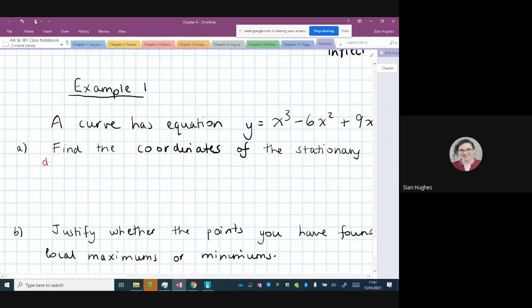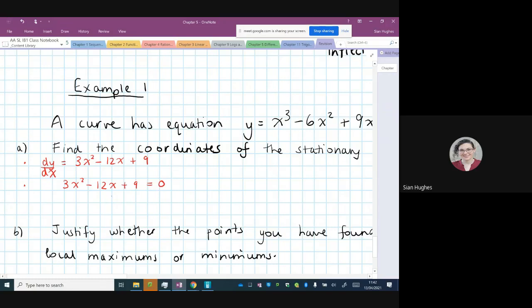So dy by dx would be 3x squared minus 12x plus 9. That's our first derivative. And we want to set it equal to 0, and we want to solve it.